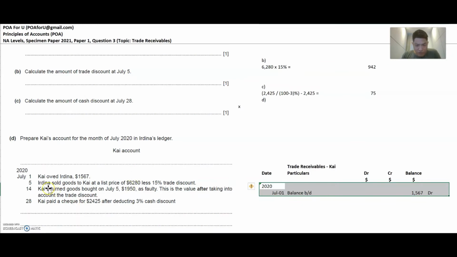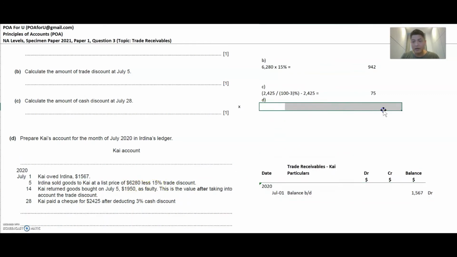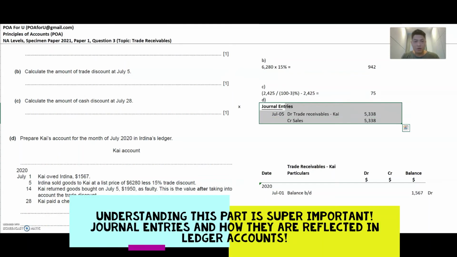And then on the 5th of July, Adina sold goods to Kai at 6280 less 15%, and the double entry would be debit trade receivables, credit sales, because sales is credit in nature and trade receivables is an asset, is debit in nature.